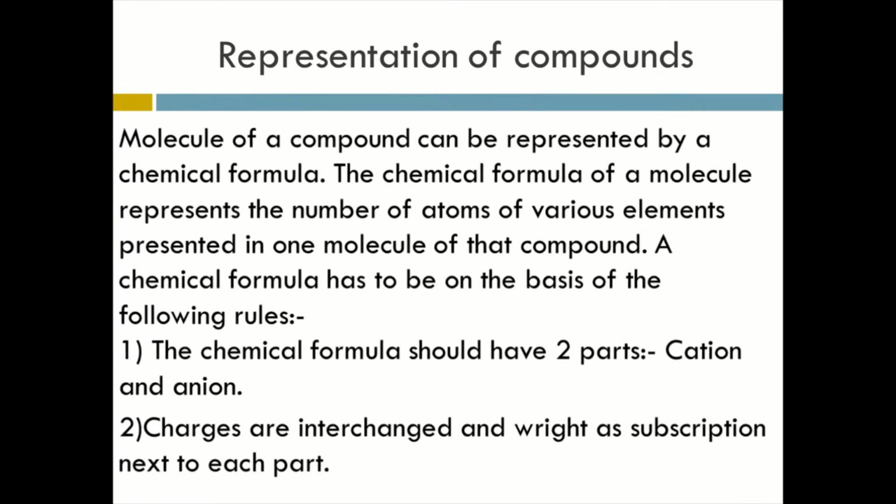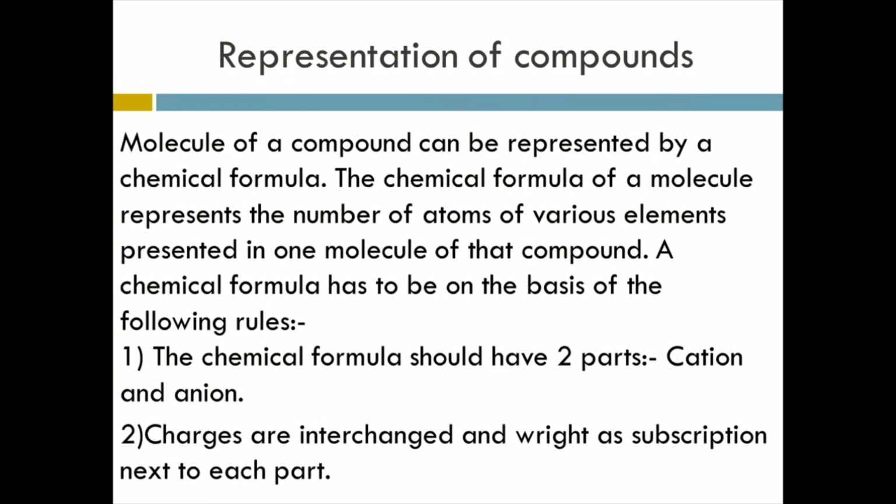Representation of compounds. A molecule of a compound can be represented by a chemical formula. The chemical formula of a molecule represents the number of atoms of various elements present in one molecule of that compound. A chemical formula has to be on the basis of the following rules. First, the chemical formula should have two parts, cation and anion. Second, charges are interchanged and written as subscripts next to each part.